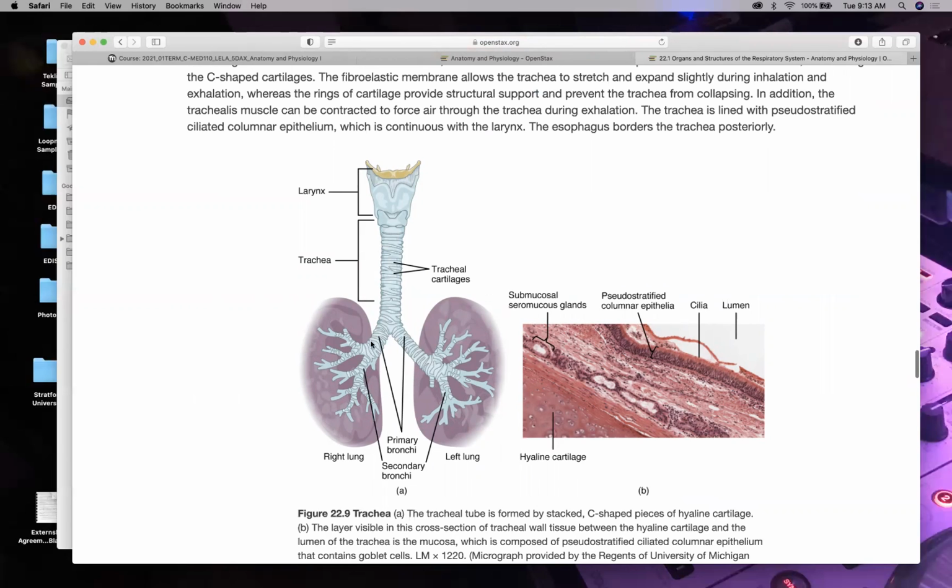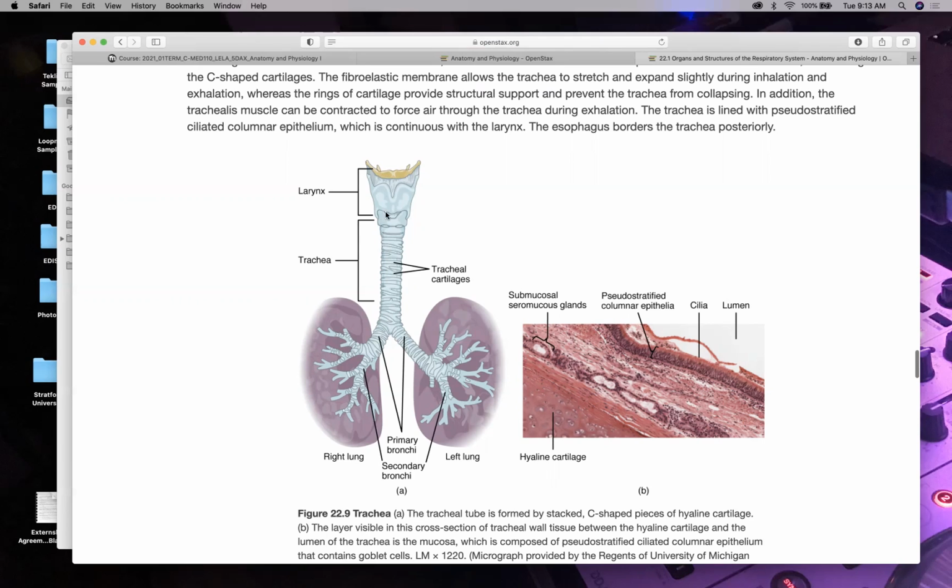If you notice the right bronchus, or right mainstem bronchus, your primary bronchi, it's shorter and fatter on the right side. This is the right side, the right lung. Remember, we're looking at our patient.